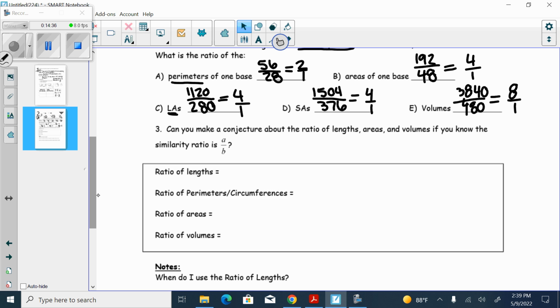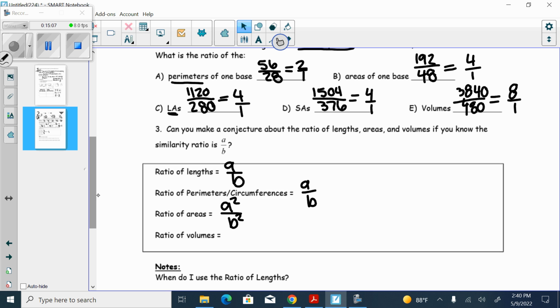Should it be any different? So it should still be A over B. Okay, what about your ratio of perimeters or circumference if your figure is round? Still the same, very good. What about the ratios of your areas, whether that's base area, lateral area, surface area? What's going to be true about that? Very good.